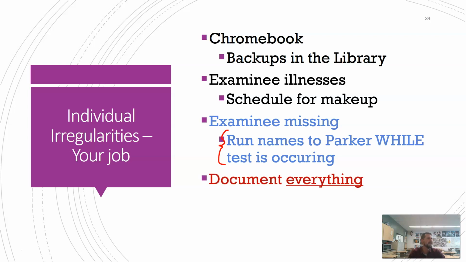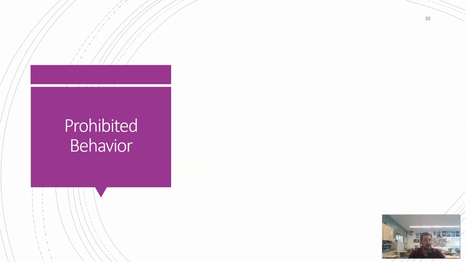And just make sure if anything weird happens, you write it down. That's probably the biggest issue. And if you're stuck, send your proctor for help. Again, one person has to be in the room at all times.